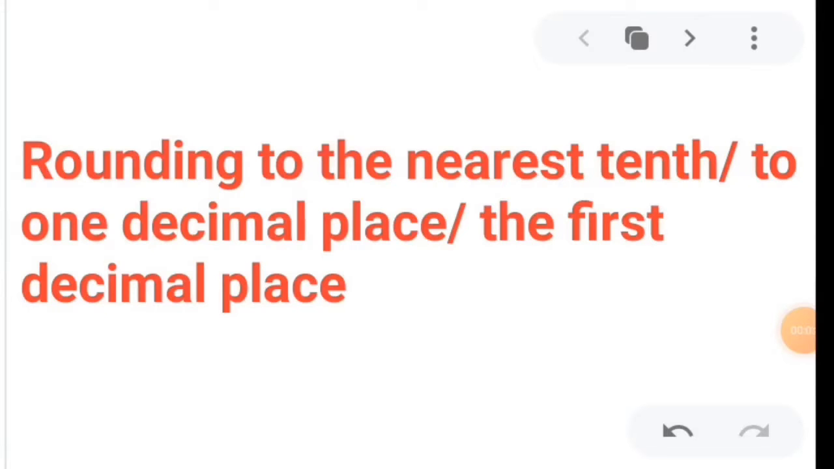In this video, we are going to be studying how to round numbers to the nearest tenth, which is the same thing as to one decimal place, and it's also the same as the first decimal place. Let us see an example. In 6.357, the first decimal place is 3. The first decimal place is the number immediately after the decimal point.